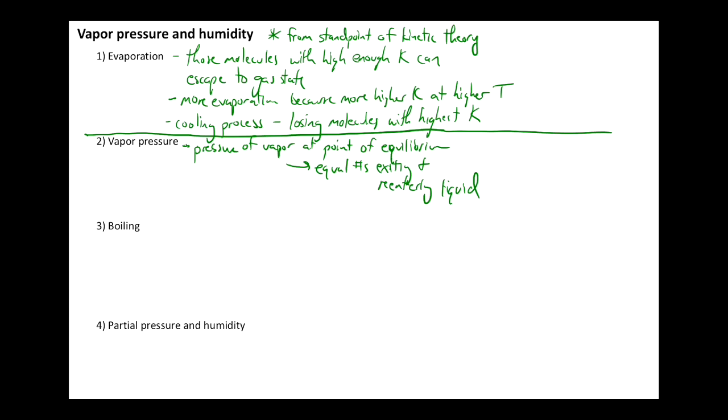Sometimes you'll see another word in front of this. It might be written as saturated vapor pressure. Same thing, we'll just say vapor pressure, but you could have the word saturated there to help you remember that the vapor is saturated at that point. No more is going to go in because there's equal numbers that are coming back out into the liquid. Okay? That is our discussion of vapor pressure.